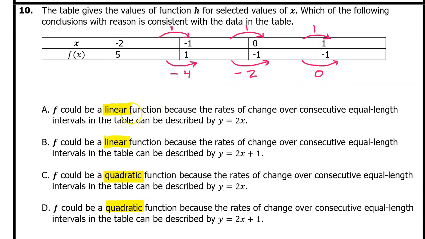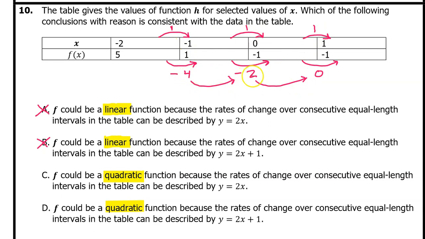So anyway, we can tell that this is not going to be linear because the rate of change is not a constant. So the answer cannot be A or B. If it's going to be quadratic, then the rate of change of the rate of change should be a constant. In other words, the rate of change should be increasing or decreasing by the same amount for equal intervals.